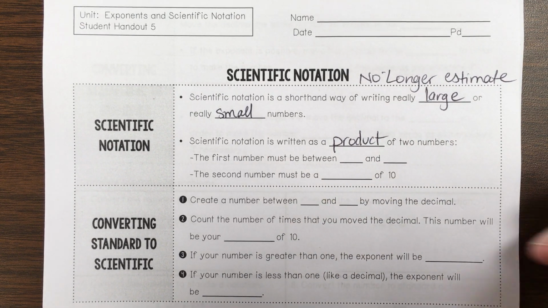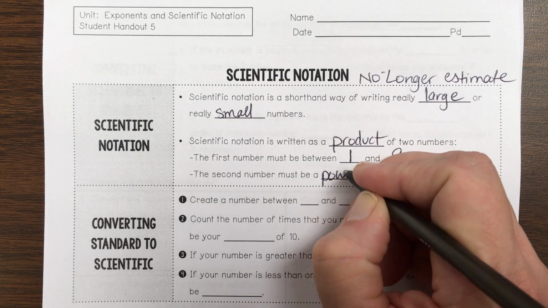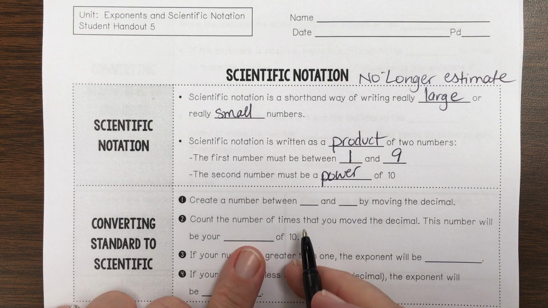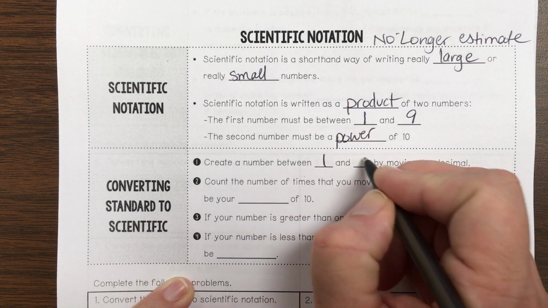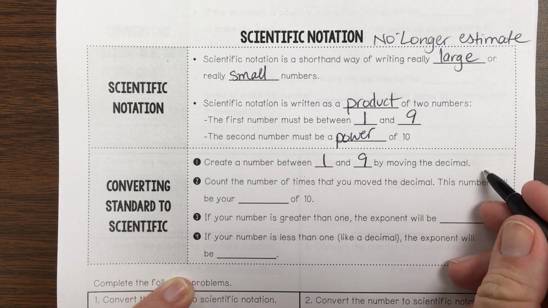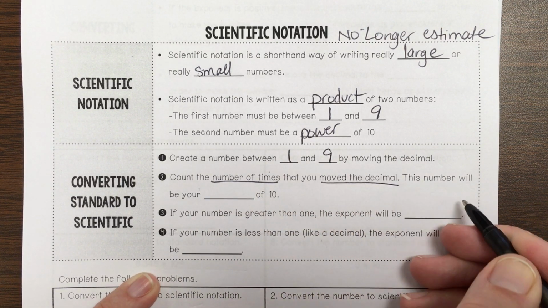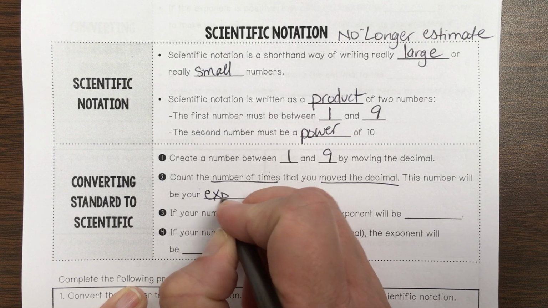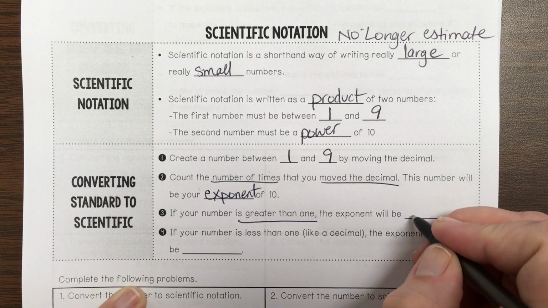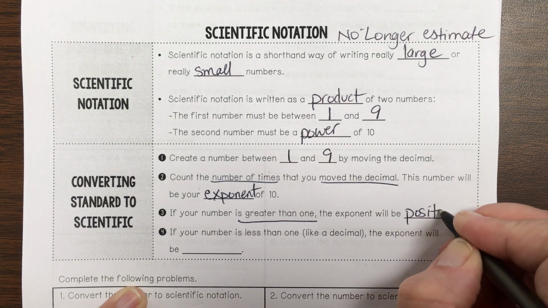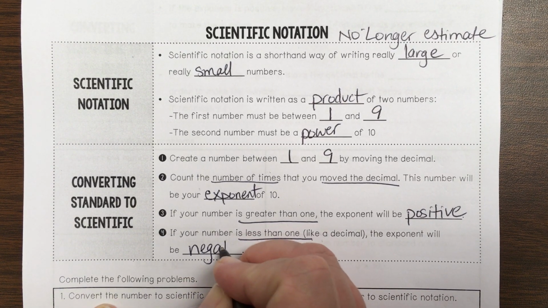of two numbers. The first number must be between 1 and 9, and the second number must be a power of 10. So we're going to create numbers in scientific notation by creating a number that is between 1 and 9 by moving the decimal. We're going to count the number of times that you move the decimal, and that will be your exponent. If the number is greater than 1, like I mentioned before, the exponent will be positive. And if the number is less than 1, the exponent will be negative.